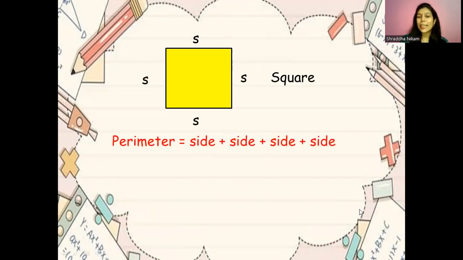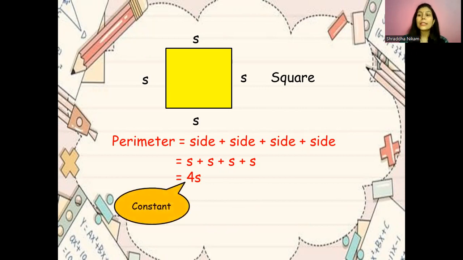Perimeter is equal to side plus side plus side plus side. As we know that all the sides of a square are equal in length, let us consider S as the side of the square. So S plus S plus S plus S will be 4S. Here the value of 4 will never get changed. It will be constant. So 4 is known as a constant, but the value of S can get changed. So it is known as a variable.